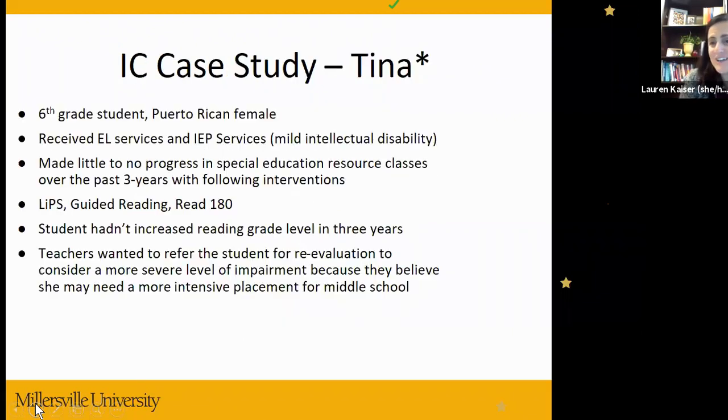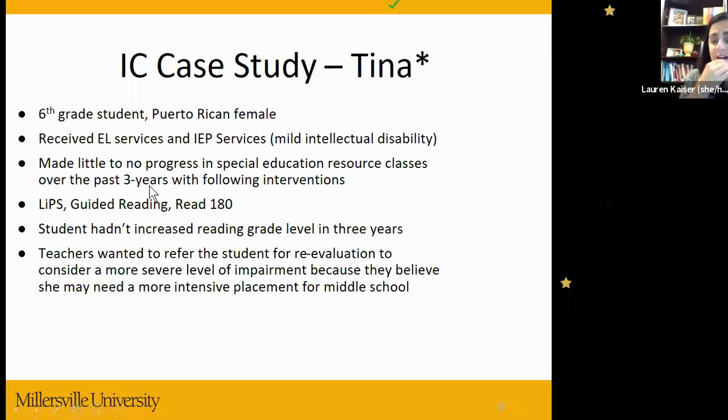Tina, I've changed her name to protect her, although she's probably like 30 years old now. So Tina is a 6th grade, or was a 6th grade student from Puerto Rico. She had moved in 2nd grade to the state where I was interning, from Puerto Rico. And early on, they identified her as struggling. She received EL services, and then they found her eligible for IEP services as a student with a mild intellectual disability. She made little to no progress in those 3 years.